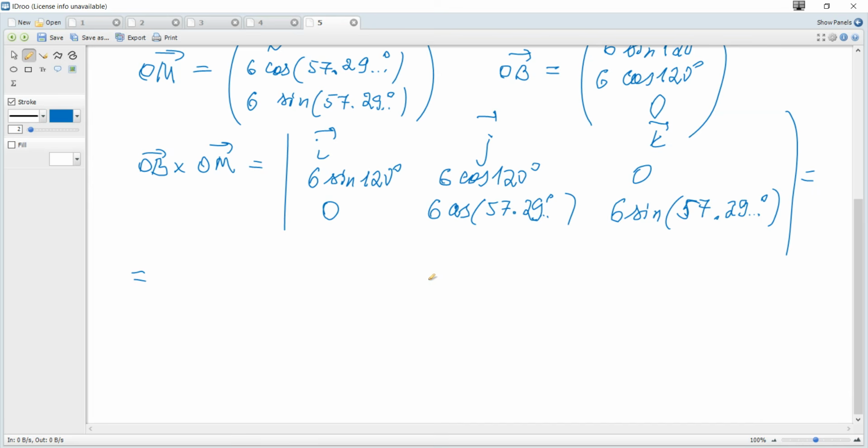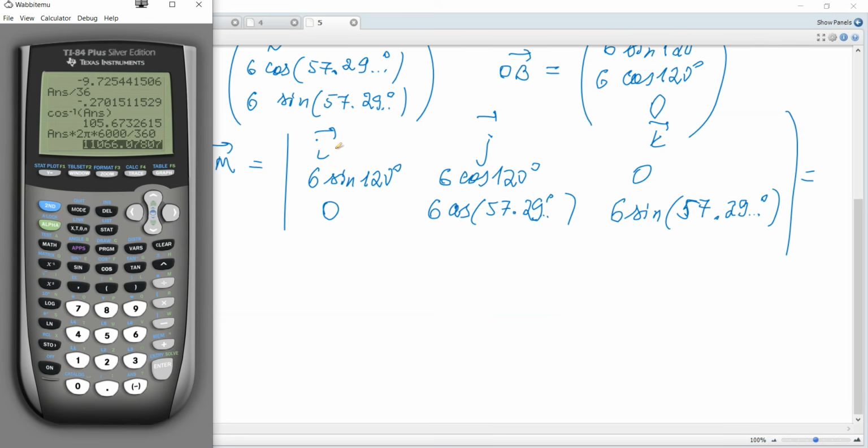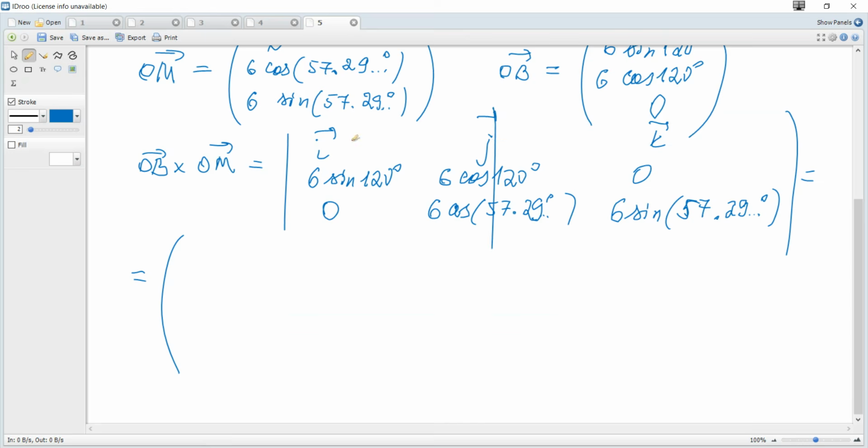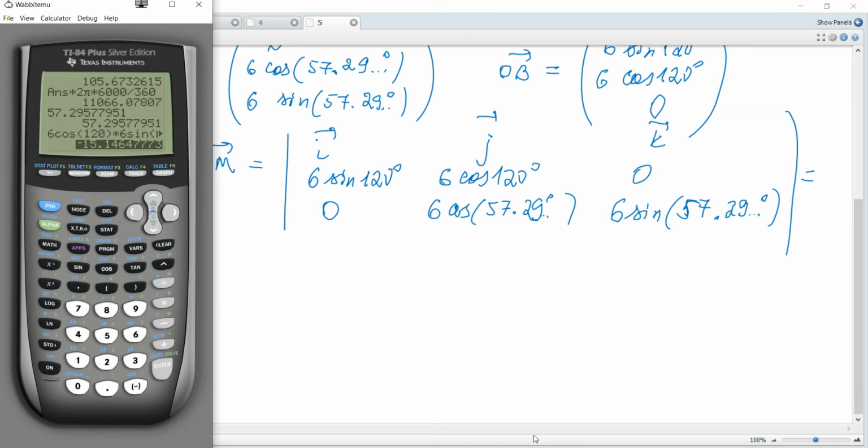Actually we can use the calculator and write the answer directly. So it becomes i times 6 times cosine of 120 times 6 times sine of 57 point something, and it's negative 15.146 and so on. Then minus j and the determinant of this 2 by 2 matrix, so it's 6 sine of 120 times 6 times sine of 57. It's minus j, so it becomes negative 26 point something.